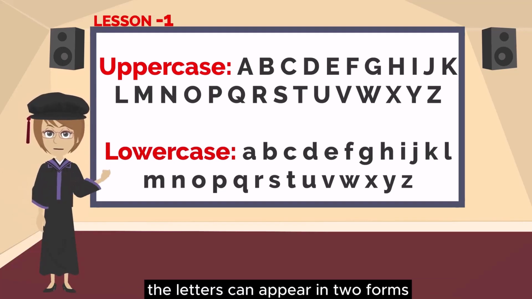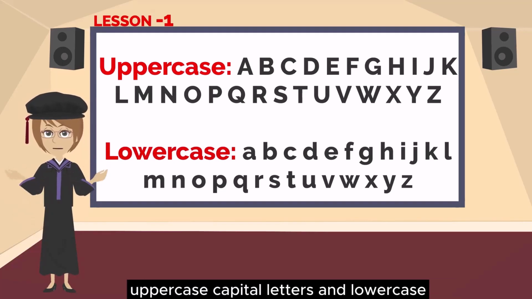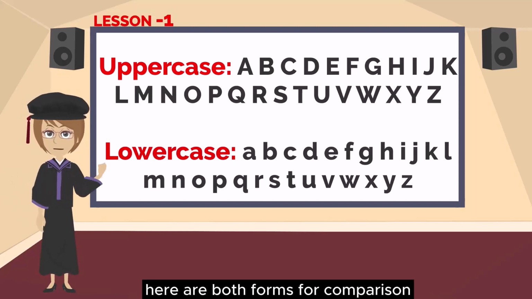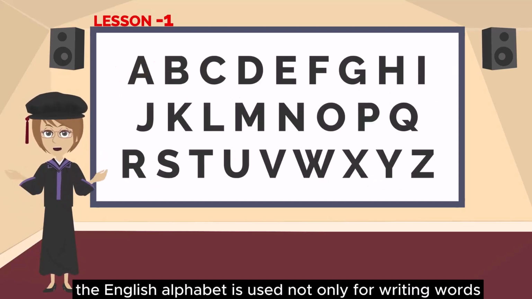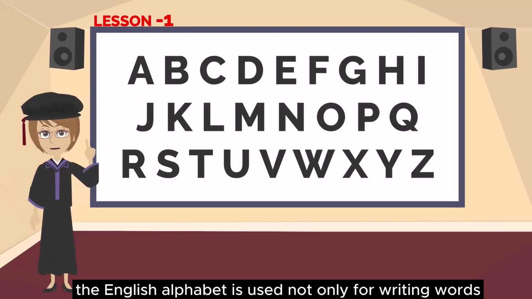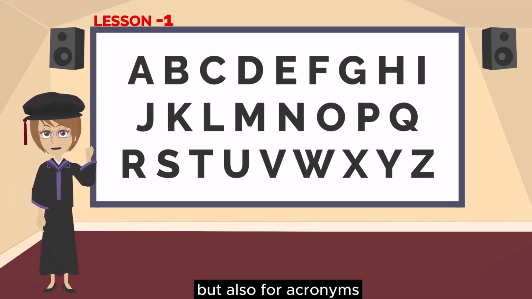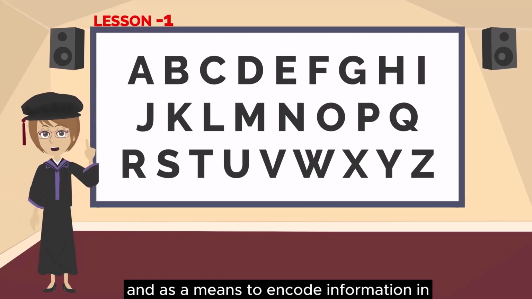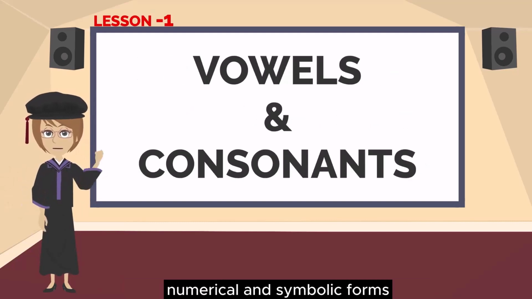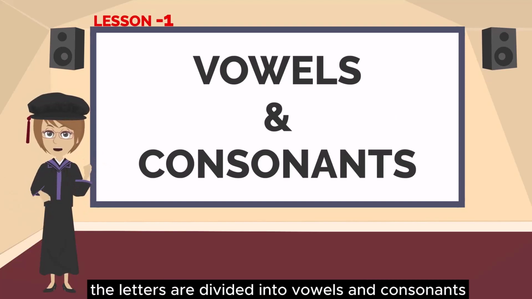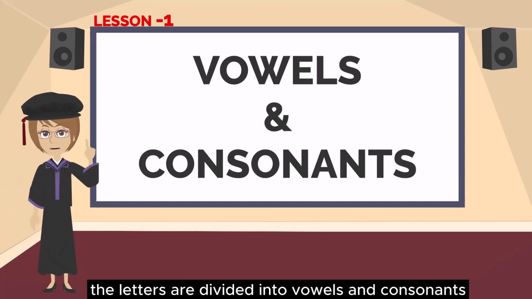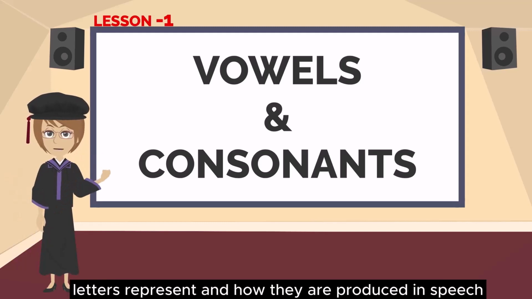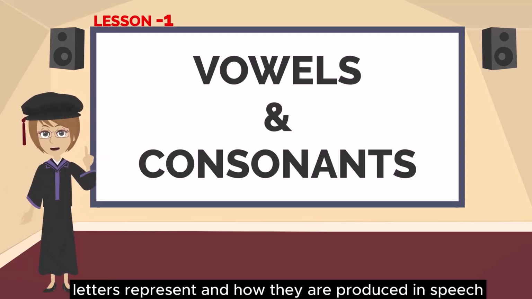The letters can appear in two forms: uppercase, capital letters, and lowercase. Here are both forms for comparison. The English alphabet is used not only for writing words but also for acronyms, abbreviations, and as a means to encode information in numerical and symbolic forms. In the English alphabet, the letters are divided into vowels and consonants. The distinction is based on the sounds these letters represent and how they are produced in speech.